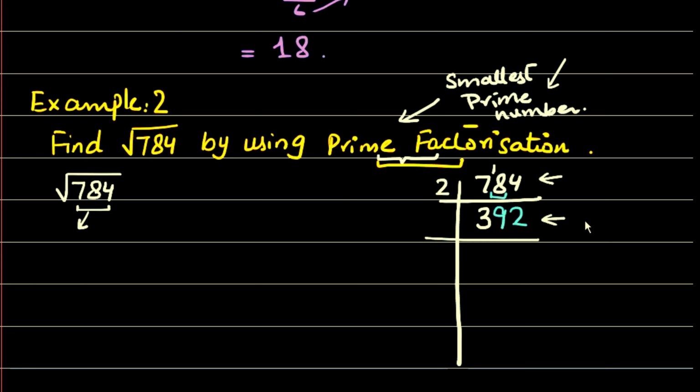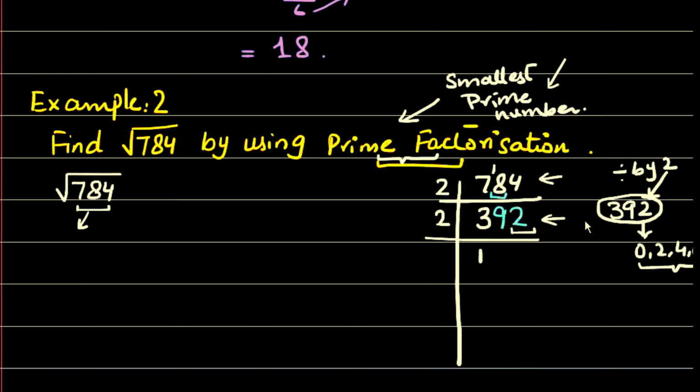Again, we are getting an even number, divisible by 2. How do we know it's an even number? Check the last digit. 392. The last digit is 0, 2, 4, 6 or 8. If it is any of these, it means the whole number will be divisible by 2. Is that okay? All right.